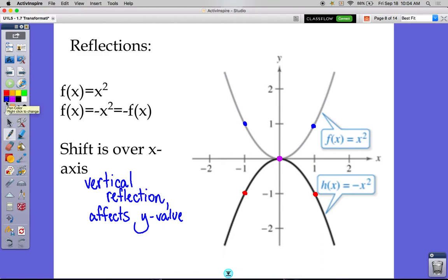So we see a vertical reflection this time. It affects the y value. It's flipping over the x-axis. A lot of variables kind of flying around there. Just to make sure you understand, negative on the outside is going to flip it vertically.